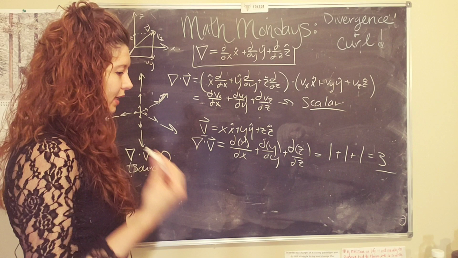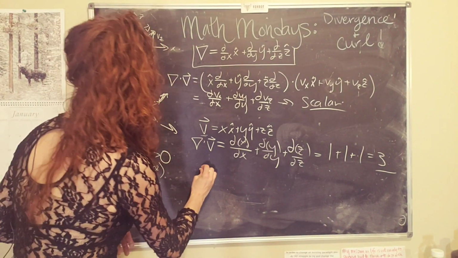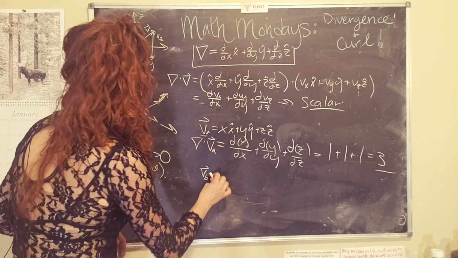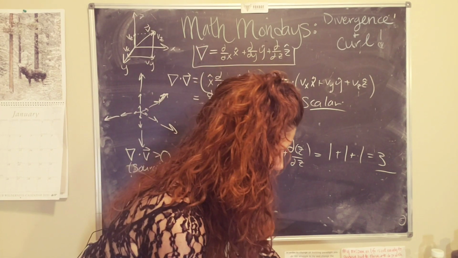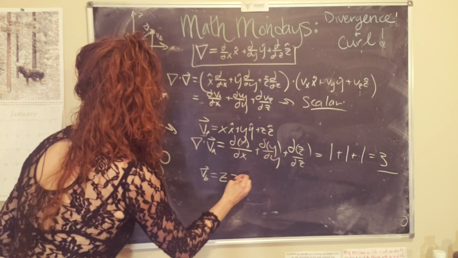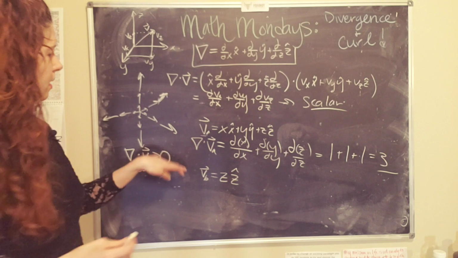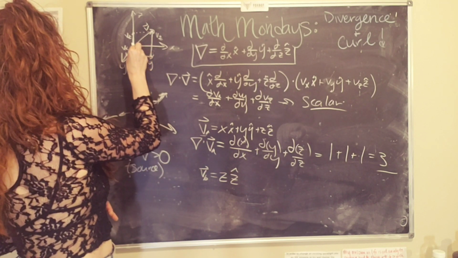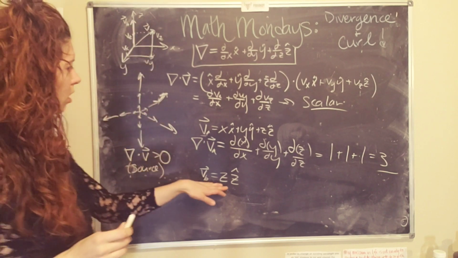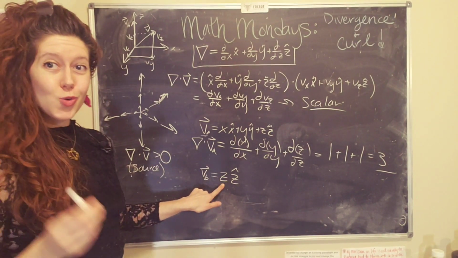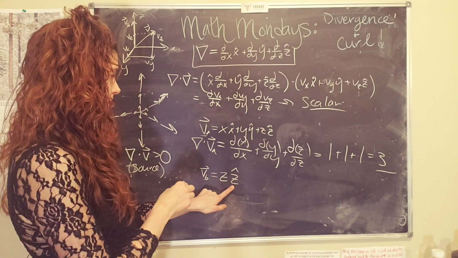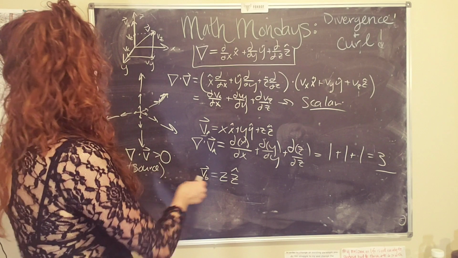But one thing that we can tell is, let's say we have another vector. We'll call that va, and we'll call this one vb. We're going to say that it's z hat. So in this case, vb would look something like this. The thing to note is that the magnitude of this vector changes as you get farther from the origin.